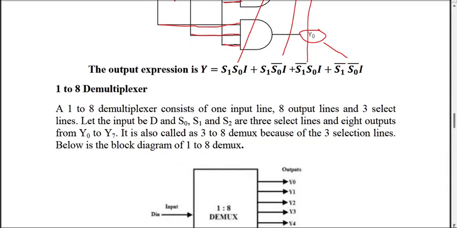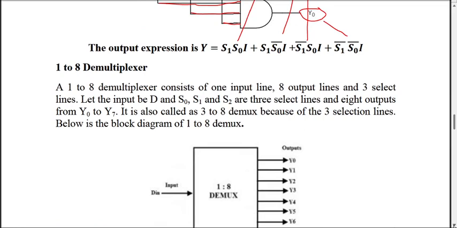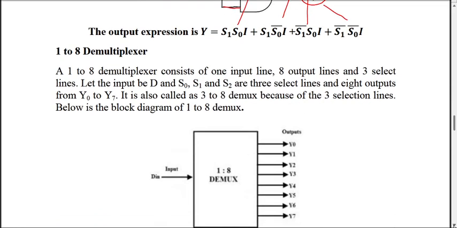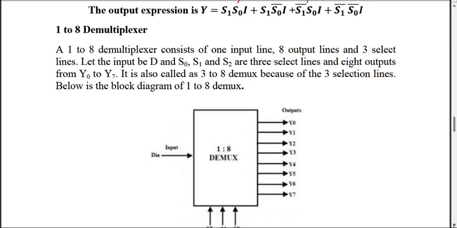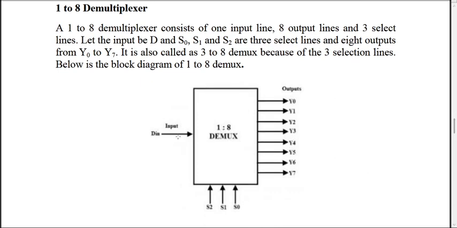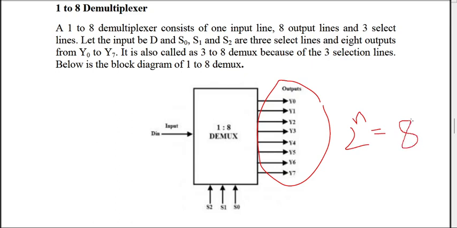And the last point is the 1 to 8 demultiplexer. So the idea is, you require 3 control lines. There is one input line and 8 output lines. In order to control these 8 output lines, you require 2 raised to n inputs. So 2 raised to n equal to 8, which means you require a value of n equal to 3. So this n value is 3, and that is why we are using 3 control lines.